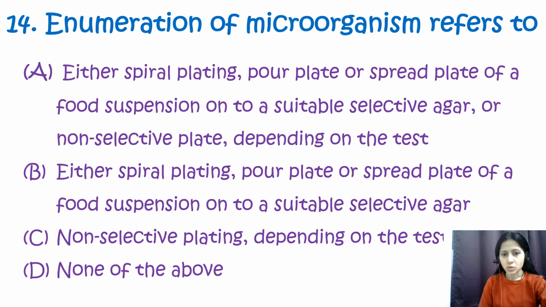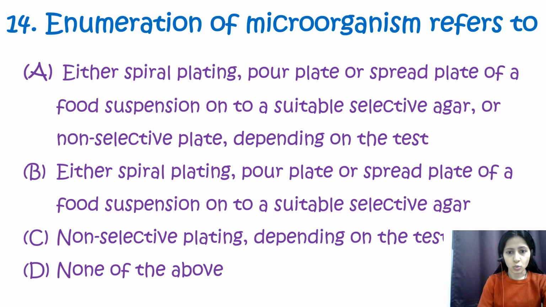So question number 14. Enumeration of microorganisms refers to option A, either spiral plating, pour plating or spread plate of a food suspension onto a suitable selective agar, or non-selective plate, depending on the test. Option B, either spiral plating, pour plate or spread plate of a food suspension onto a suitable selective agar. Option C is non-selective plating, depending on the test. Option D, none of the options.